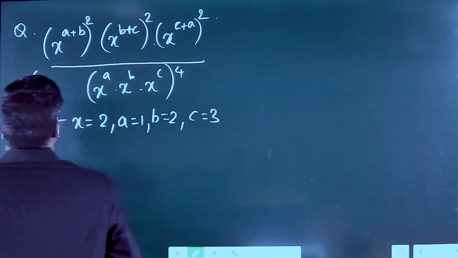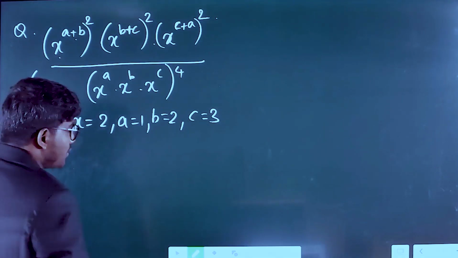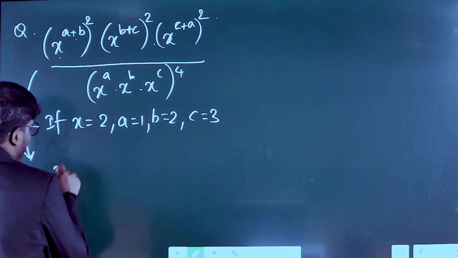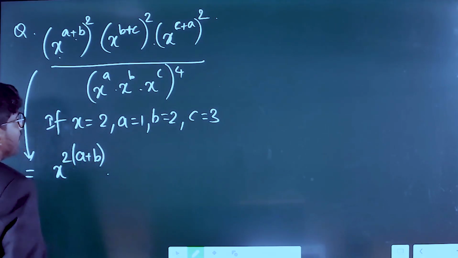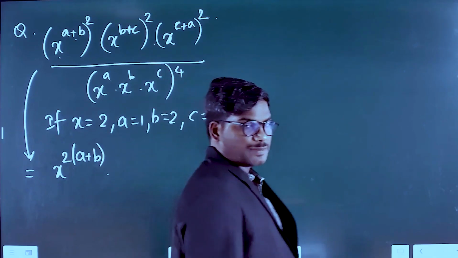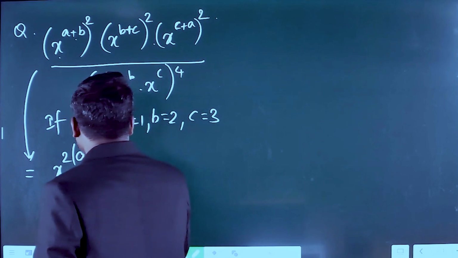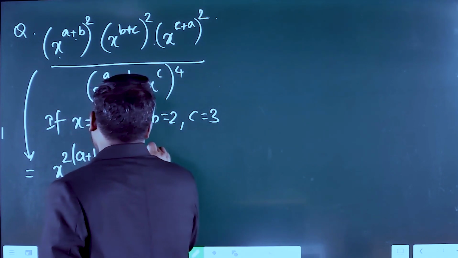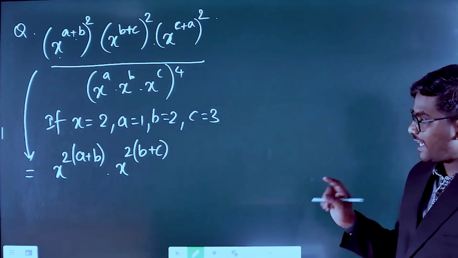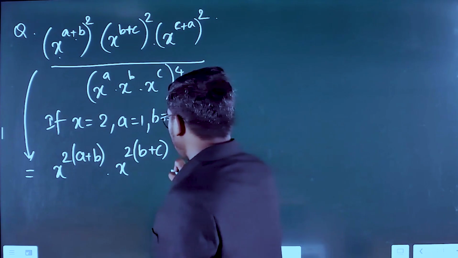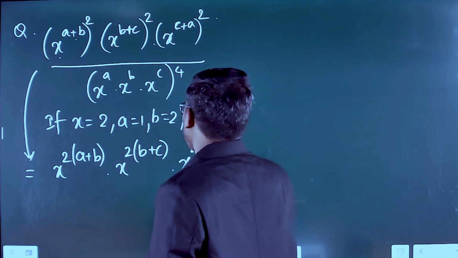First things first, (a power m) whole power n is a power mn. So this will be x power 2 into (a plus b). (x power a plus b) whole square will be x power 2 into (a plus b), into x power 2 into (b plus c). (x power b plus c) whole square will be x power 2 into (b plus c), into x power 2 into (c plus a).